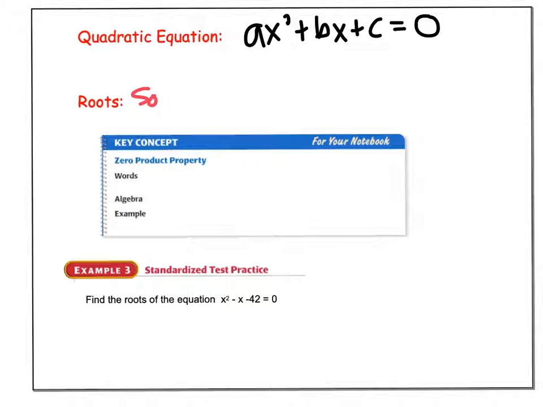And it sounds really tricky, but it's not. All it means is the solutions of a quadratic. And again, it's really meaning what does x equal?